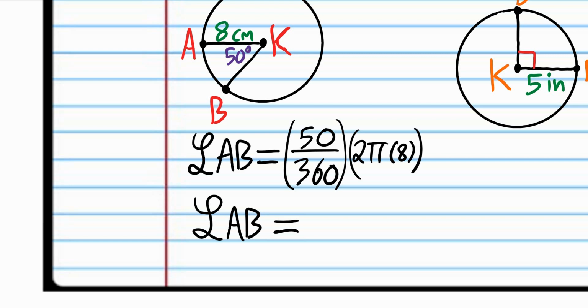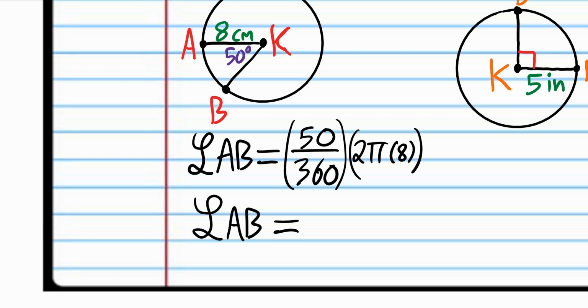So in your calculator, you can just take 50 and then divide it by 360 and push equals. Then you push times 2 equals, and then times the pi button. And if you're using the calculator on your phone, you might have to switch it to landscape mode so you can have the pi button there. So times pi equals, and then times 8 equals.